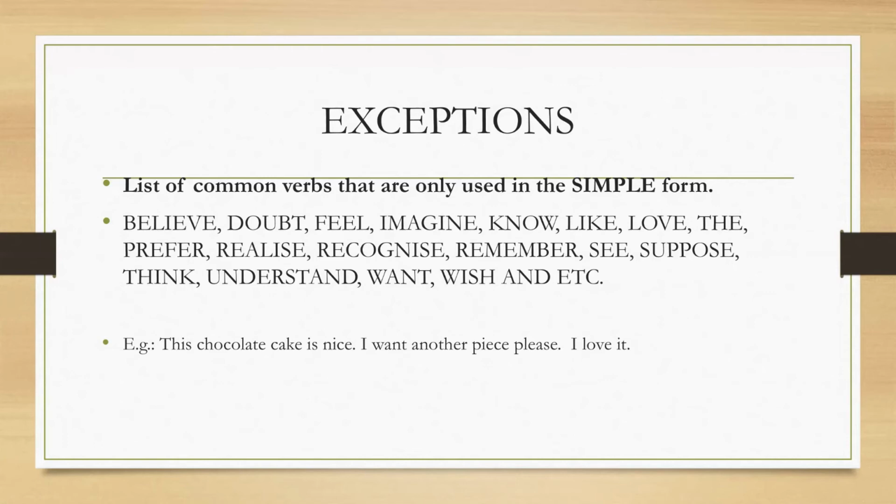For example, this chocolate cake is nice. I want another piece, please. Here we cannot say I'm wanting another piece, please. Just, I want another piece, please.